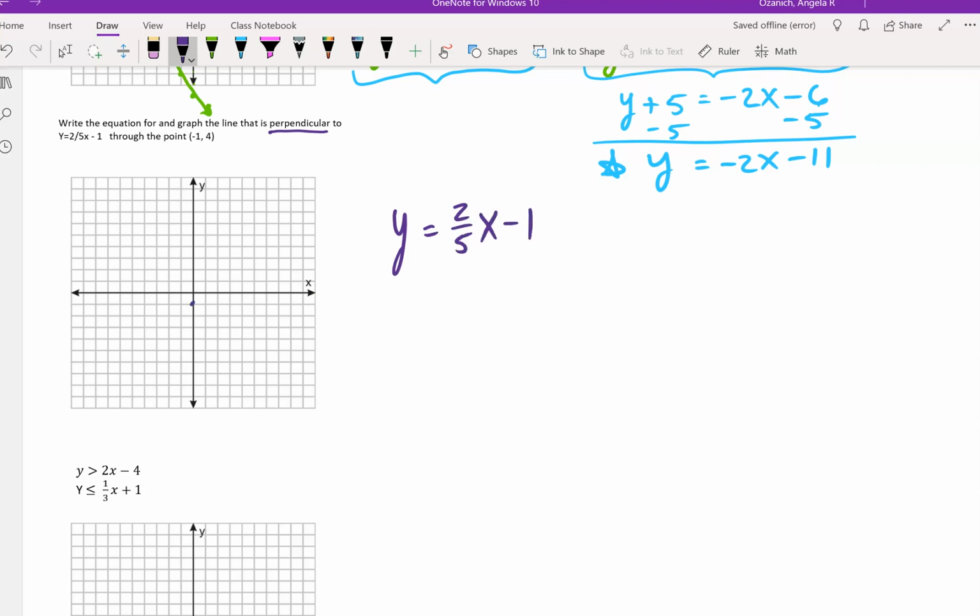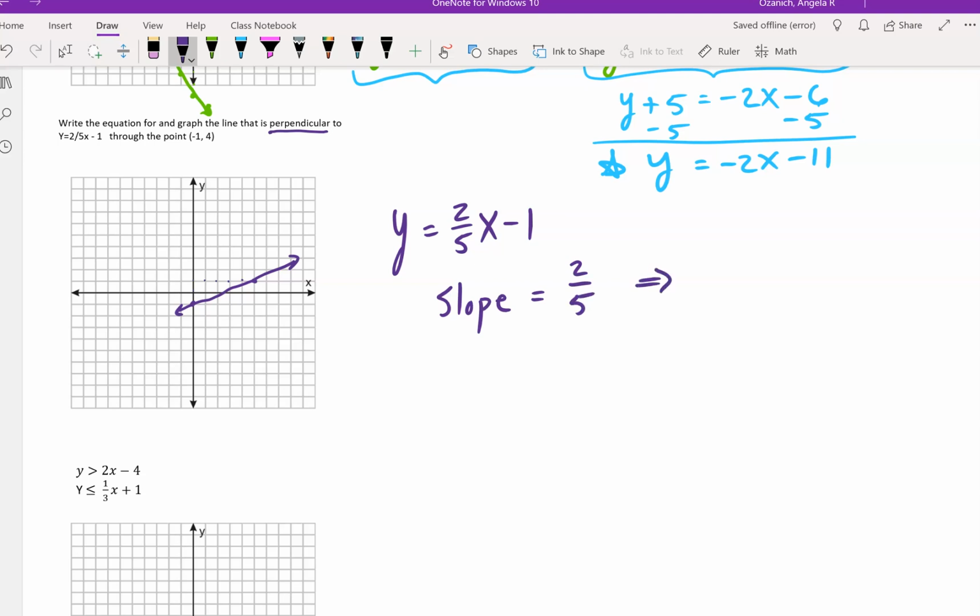And again, 1, 2, 1, 2, 3, 4, 5. You can draw your line if you would like to do that. It's perfectly fine to do that. It's important that you be able to identify the slope of that original line and then to find the negative reciprocal.